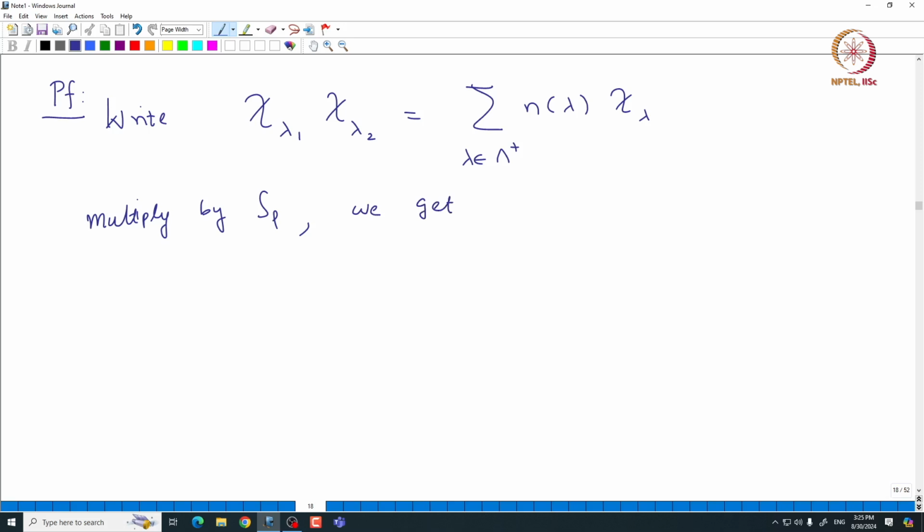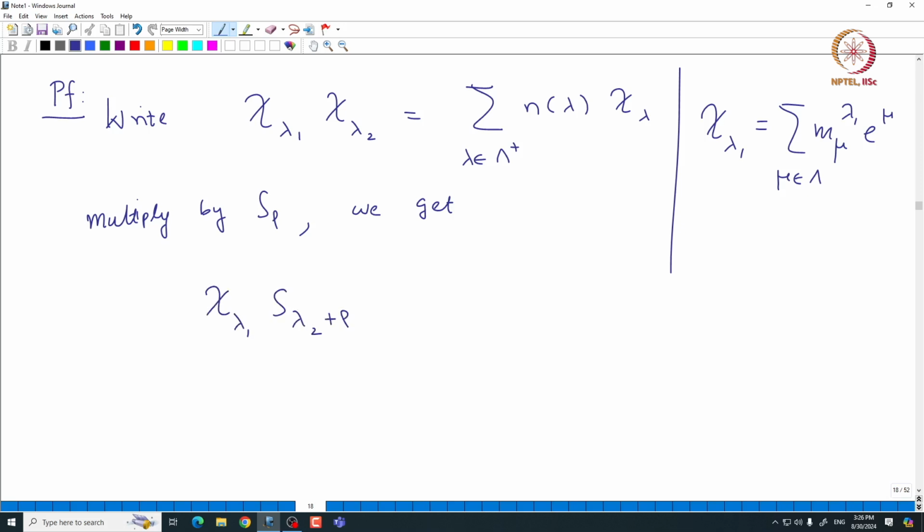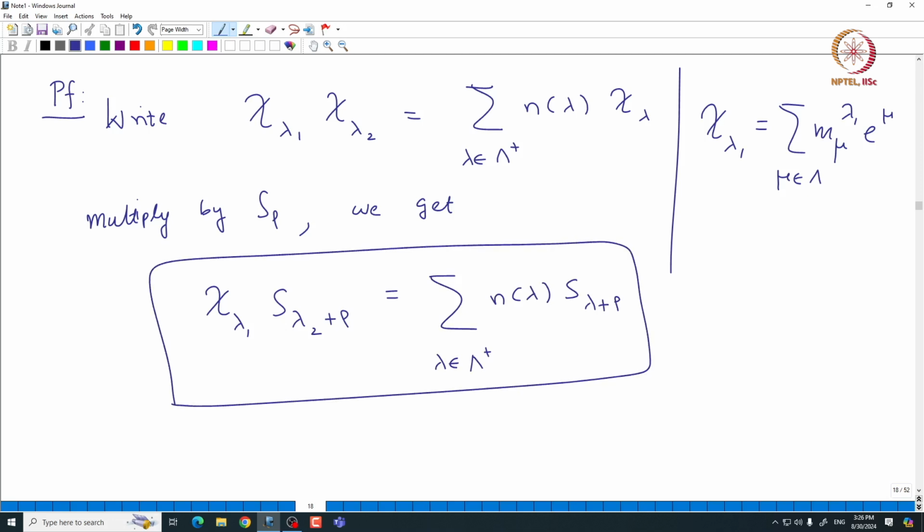So, you keep, for example, the second term and then you just change the things. Okay. So, we keep just the second term. In particular, chi lambda 1 is given by the summation of the multiplicity of mu in lambda 1 times e power mu, mu in capital lambda. We are going to use this formula for the first term. The second term, by multiplying by S rho, becomes S lambda 2 plus rho. So, this becomes chi lambda 1 S lambda 2 plus rho is equal to summation n of lambda S lambda plus rho, where lambda runs over lambda plus. In this, we are going to use this explicit expression of chi lambda 1 and then rewrite things.